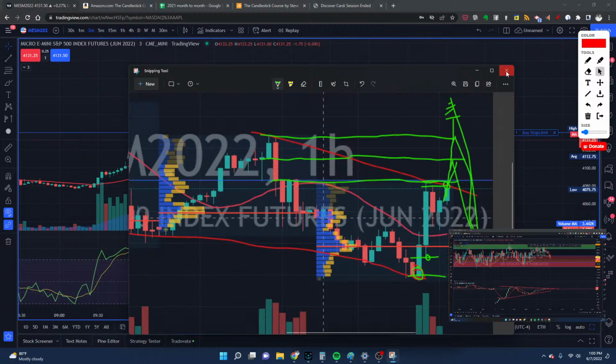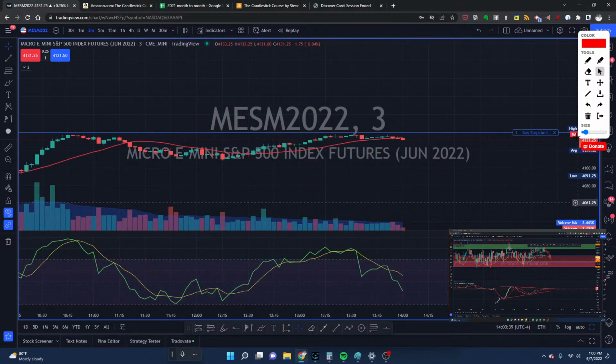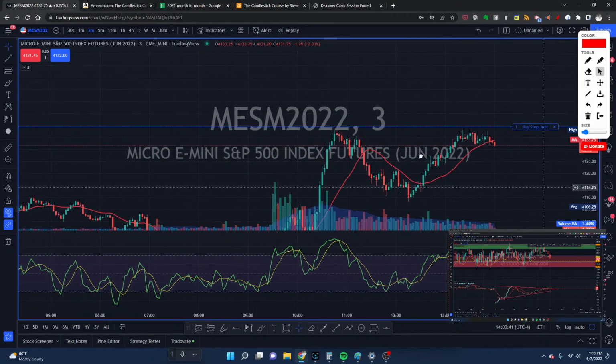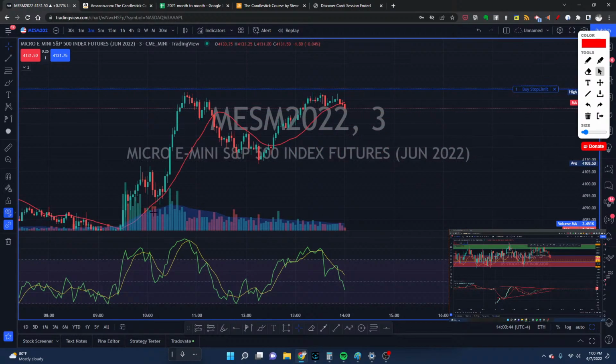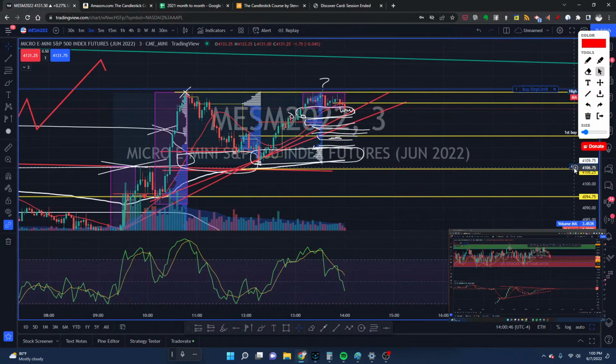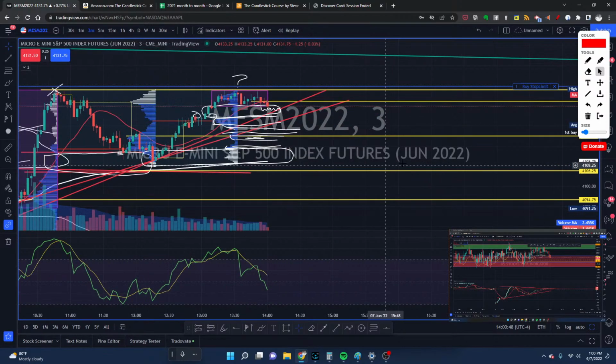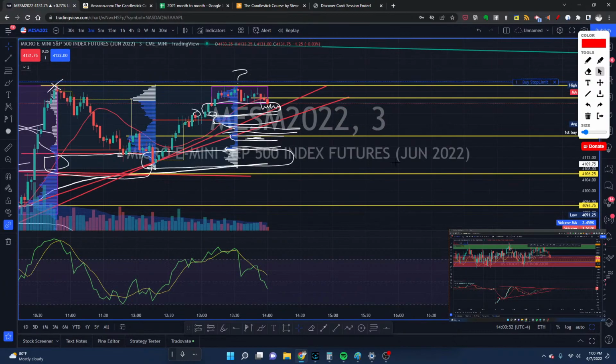Okay, so let's see what it wants to do. I mean, it can do whatever it wants to do, but we're using trend lines and things to frame our trade here.